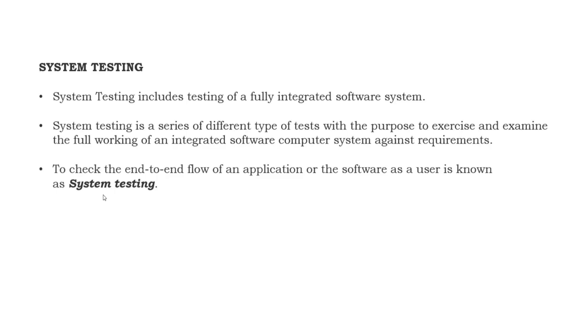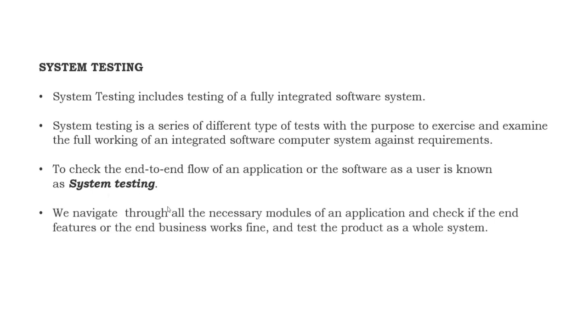Basically, how it happens is, first we develop an individual part and then test it. Then we integrate two modules and check whether it is working fine or not. And finally, we do system testing, where we perform end-to-end testing and see whether the whole application, the whole scenario, is working fine or not. All this we verify as part of system testing.